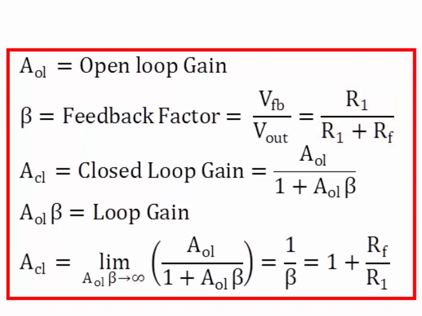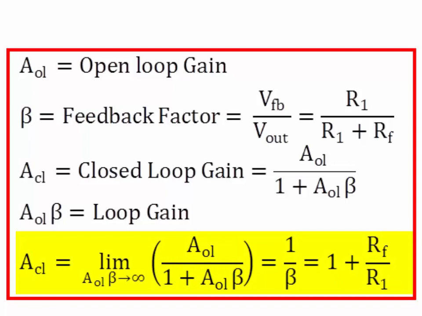In addition to the open loop gain of the op-amp, we now have what is called the closed loop gain, or ACL, of the op-amp circuit. The equation for ACL is AOL divided by 1 plus AOL times beta, where AOL times beta is known as the loop gain. This equation can be rearranged as shown.